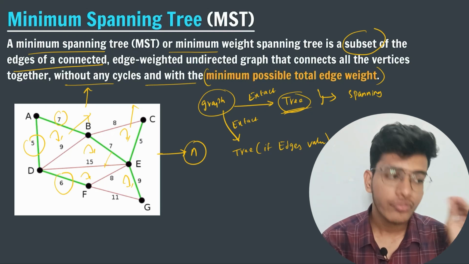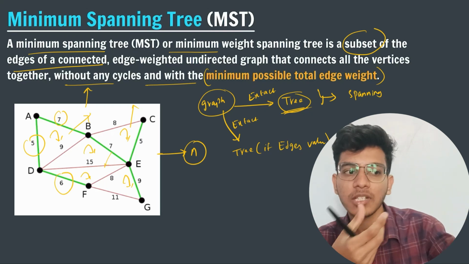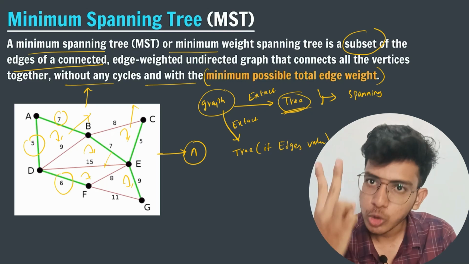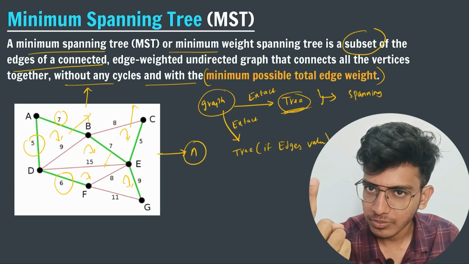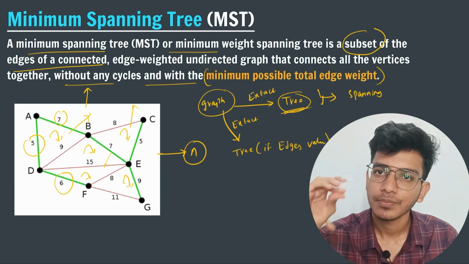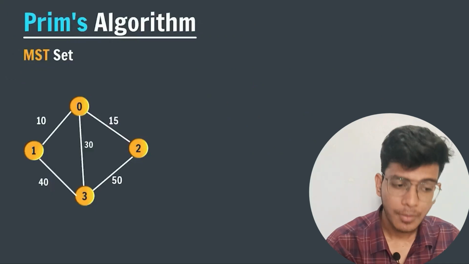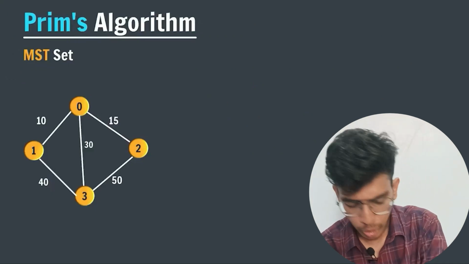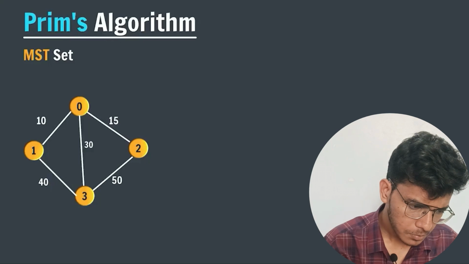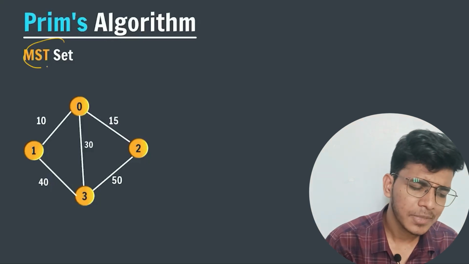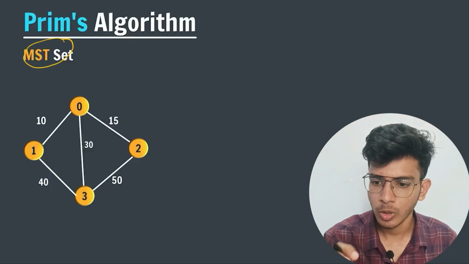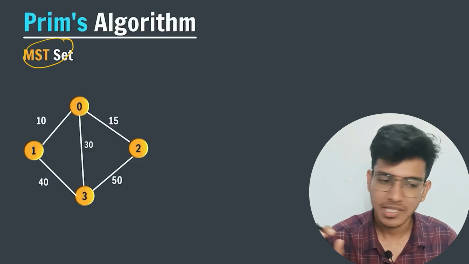So in order to extract MST out of a given graph, we use two algorithms. First one is Prim's algorithm and the second one is Kruskal's algorithm. So let us talk about Prim's algorithm. So in Prim's algorithm, we use a concept of MST set. I will talk about what is a MST set in just a while.